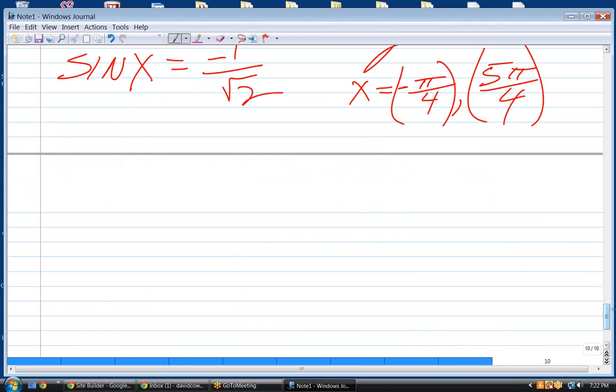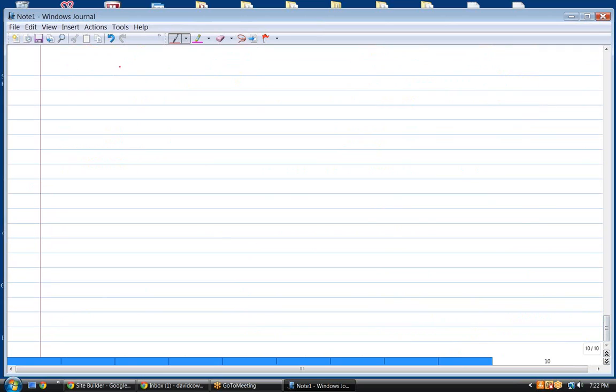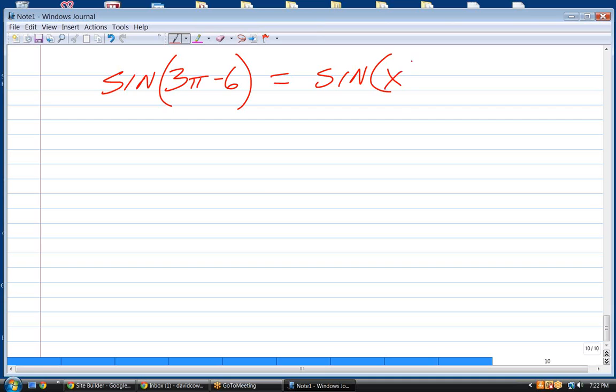It just says verify the identity. It's sine of (3 pi minus x) equals sine of x. It's 3 pi minus x? Yeah. Okay?